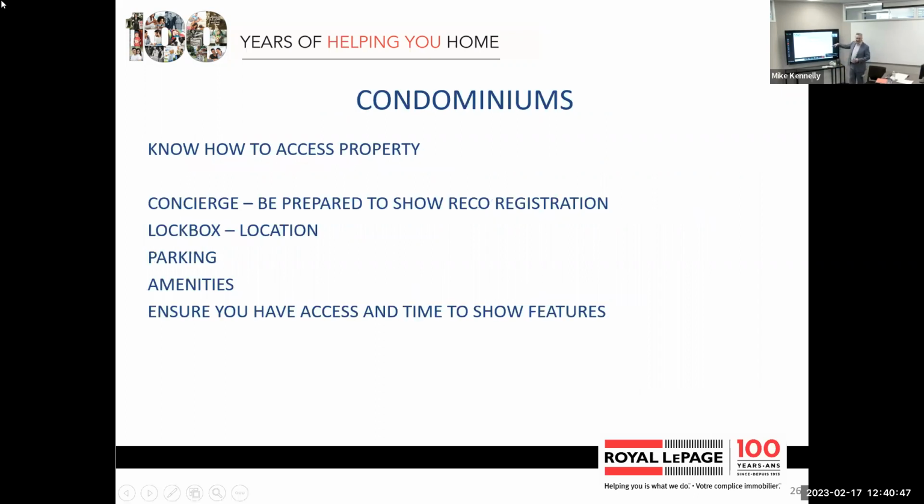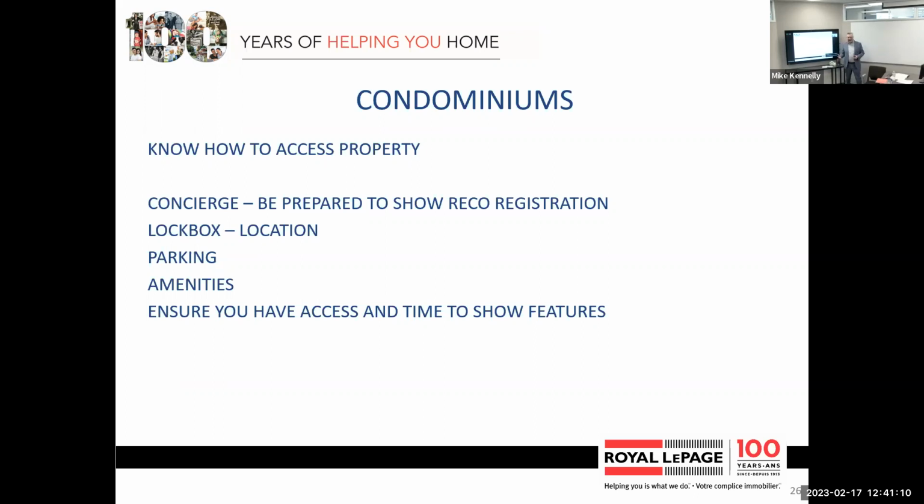Condos, know how to access the property. People are buying condos for a lifestyle choice primarily. If you don't know where the amenities of the condo are, you better go find out, because people are buying it for maybe the rec center, the pool room, the pool itself, the party rooms. People are buying for that.